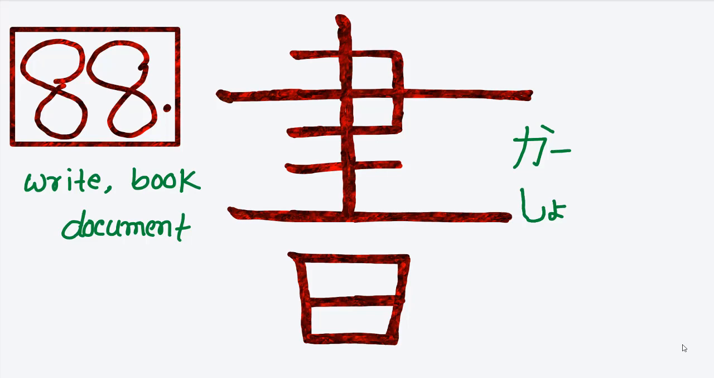The kanji order of 88. This kanji here has the meaning of write, book or document. In that case, this kanji is usually used. Here, write, we know that word is kakimasu.